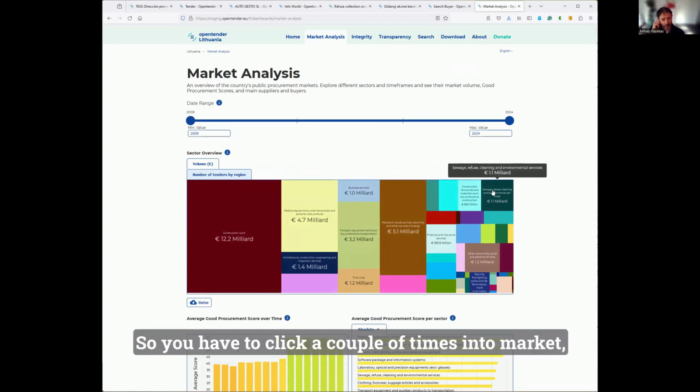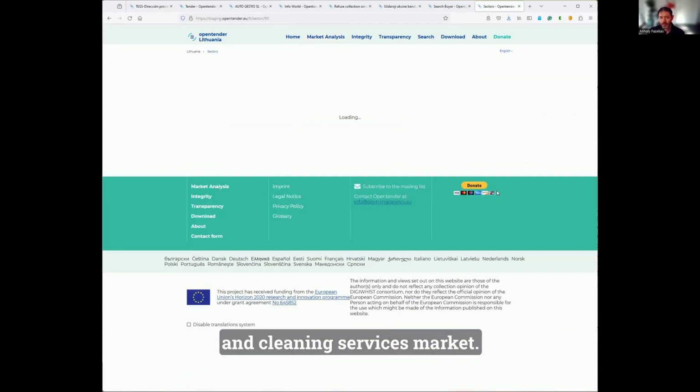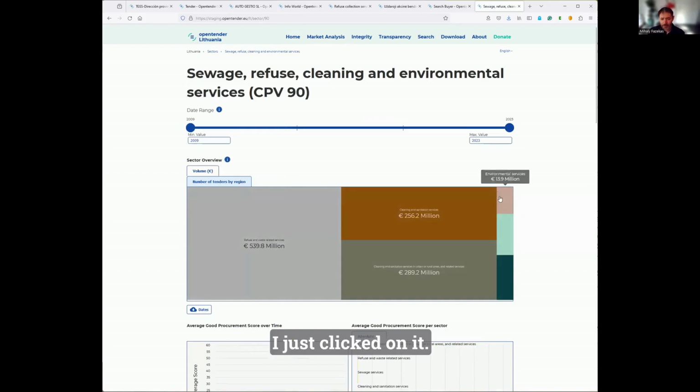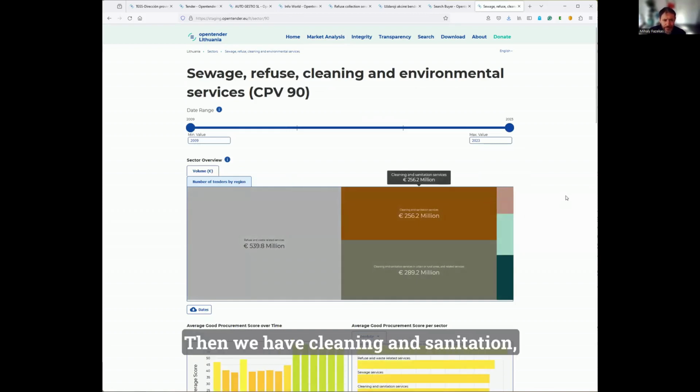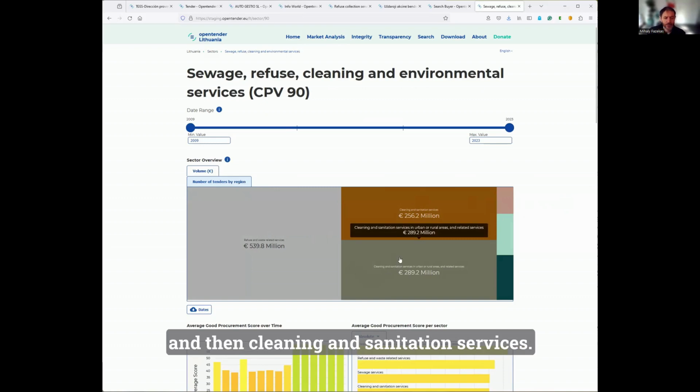So you have to click a couple of times into market, sub-market, sub-sub-market, and so on and so forth. Refuse collection services reside within the sewage, refuse, and cleaning services market. I just clicked on it. Then we have cleaning and sanitation, refuse and waste related services, and then cleaning and sanitation services.